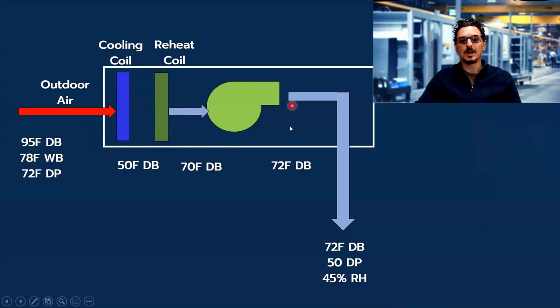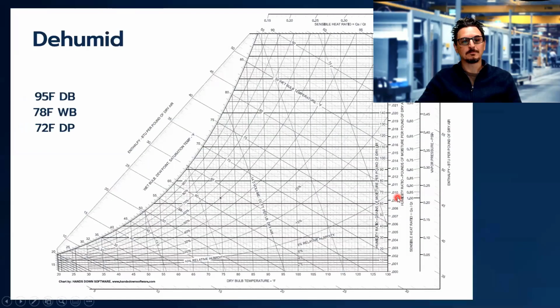It goes through the supply fan, picks up about 2 degrees of fan heat for this example, and then leaves the unit at 72 degrees, which in this example is our set point, which is a 50 degree dew point and a 45 percent relative humidity.